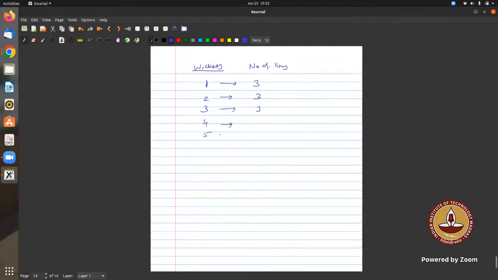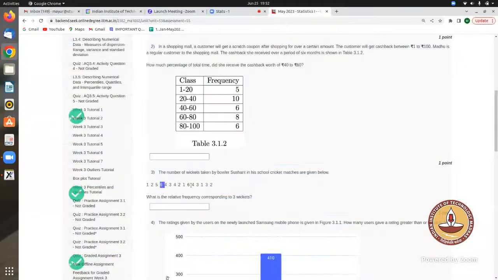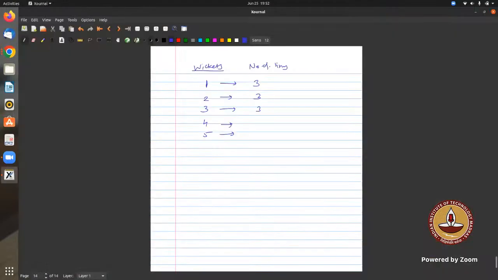Okay, 4, 5. How many times 4? 4 is 1, 2, 3 times. Okay, 5 is 1 time. So 4 is 3, 5 is 1, right? Yes, sir. 6 is 2. Total observations, or total frequency? 15. Right.